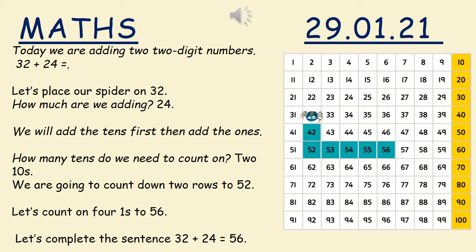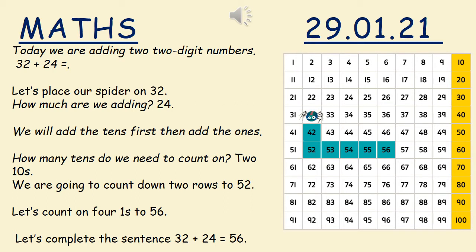32 plus 24 equals. Now we will use the 100 square to help us. Let's place the spider on 32 because 32 is the bigger number. How much are we adding? 24. We will add the tens first, then add the ones. How many tens do we need to count on?